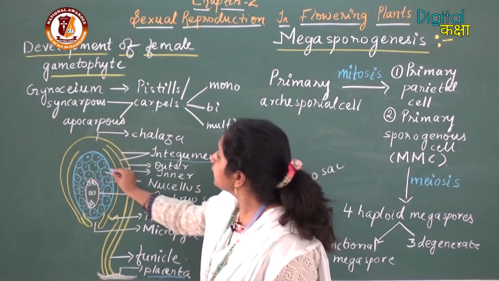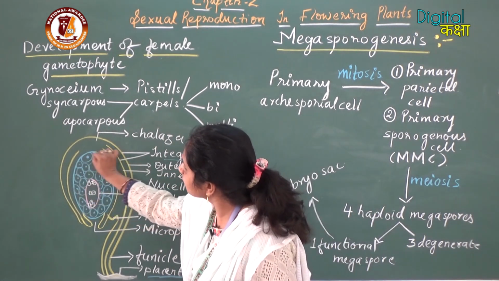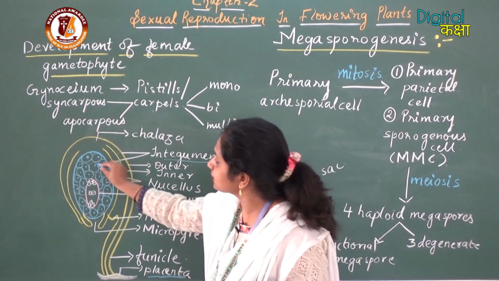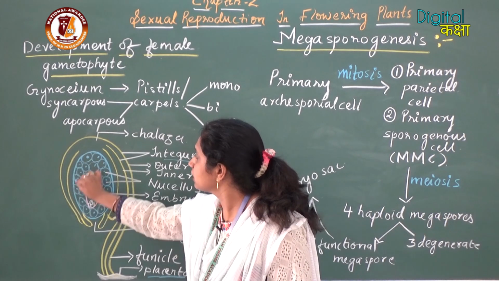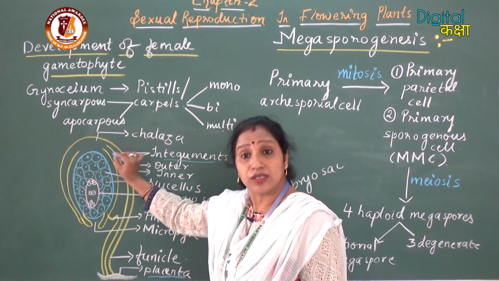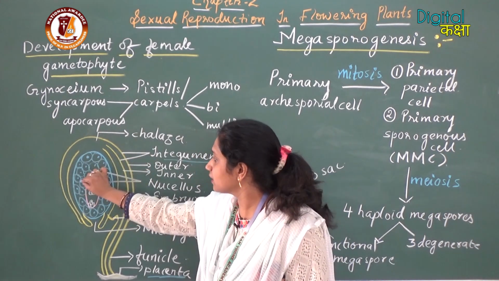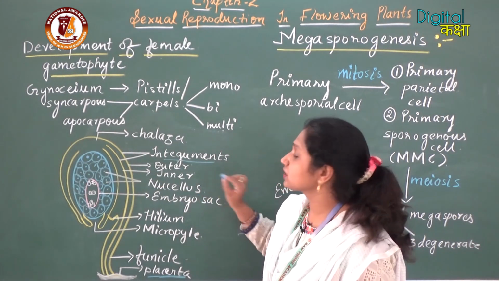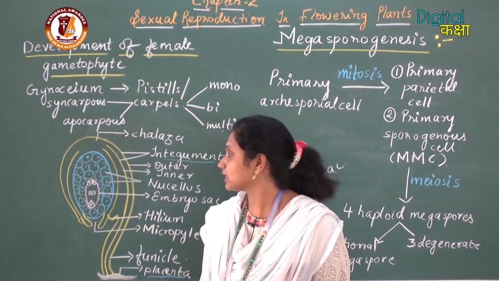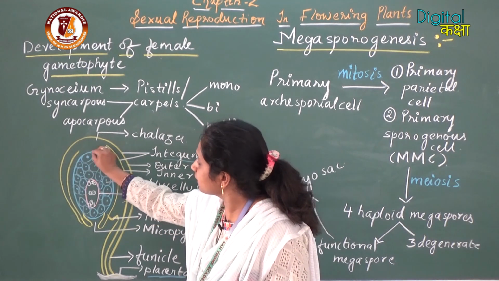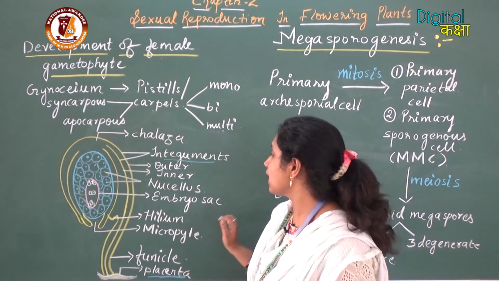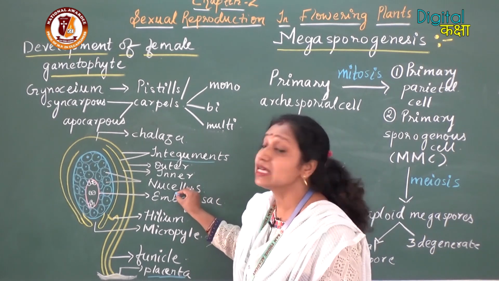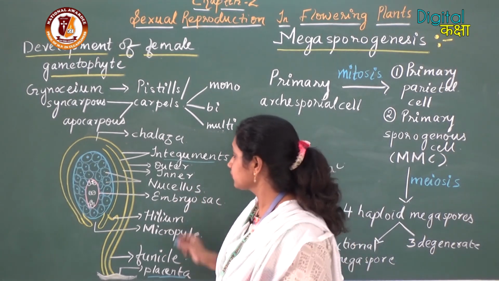Now, if we move inner to the integuments, here you can see I have drawn some cells with blue colored chalk. This inner region having blue colored cells is called the nucellus. So, inner to the integuments, a mass of cells is there. That mass of cells is called the nucellus.